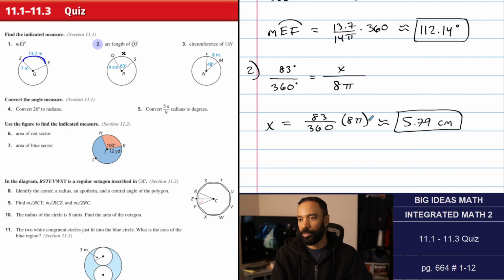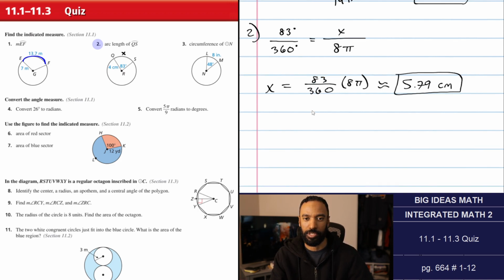Now, does the answer make sense to me? I guess 8 pi is probably around 25 centimeters. This is probably like a little more than a fifth of it, and that's a little more than a fifth of 360. So I feel it. It's working out. If I had something like 20 centimeters, I'd say something went pretty wrong.